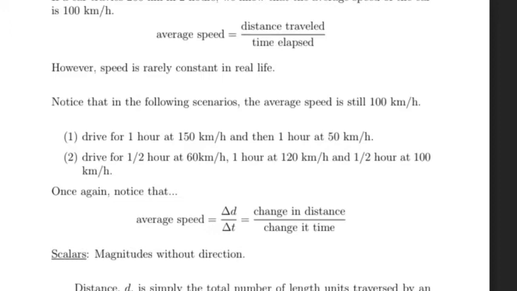Okay, so again, just to summarize, average speed is change in distance over change in time. Change in distance over change in time. Now that we've said that, we're going to want to talk about the difference between a scalar and a vector.